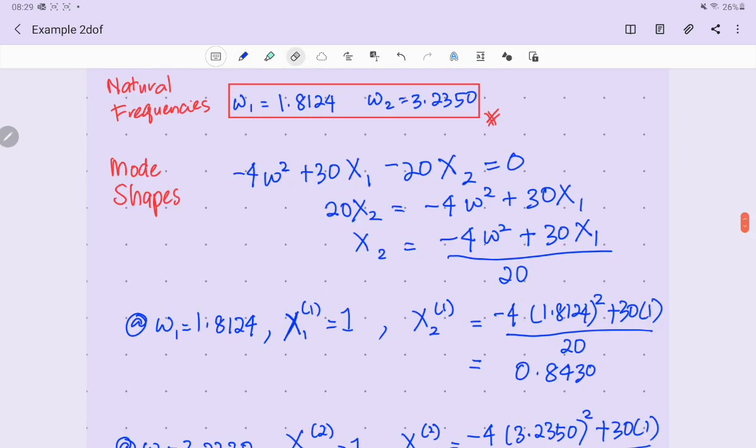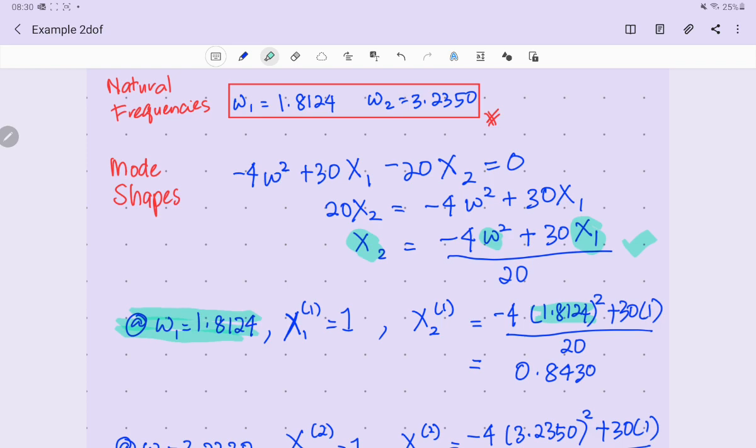When we want to calculate the first mode, you have to evaluate at the first omega 1. We already have this general equation, so you substitute your x1 equals 1 and then solve for your x2. As shown here, we already put the omega value. The main difference is the omega value.